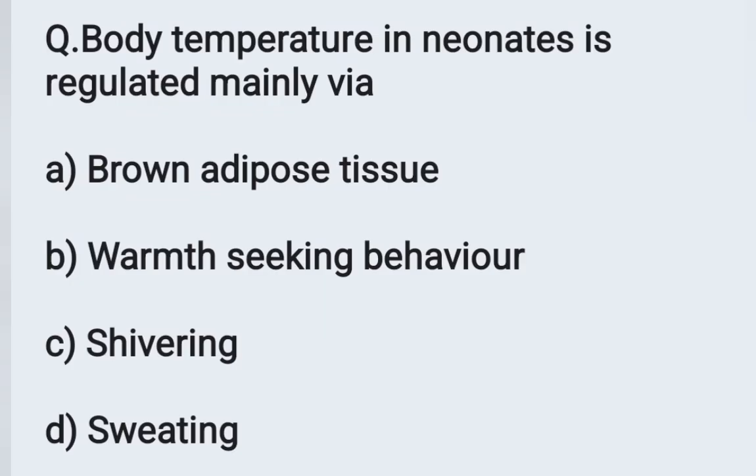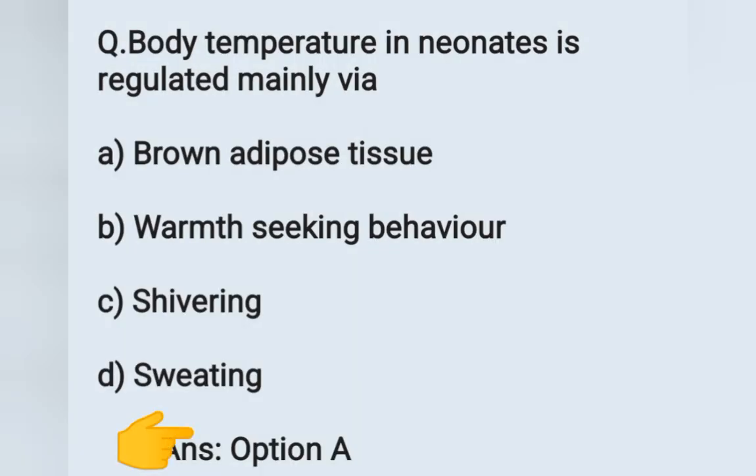And the next question is, body temperature in a neonate is regulated mainly via? Option A brown adipose tissue, option B warmth seeking behavior, option C shivering, option D sweating. Body temperature of the neonate is regulated mainly through brown adipose tissue, the adipose tissue which is seen in babies. Option A is the correct answer.